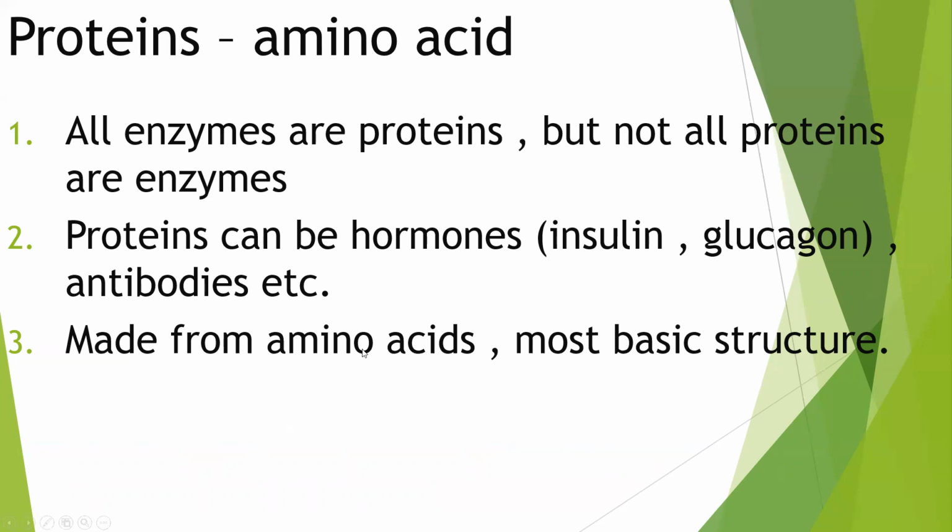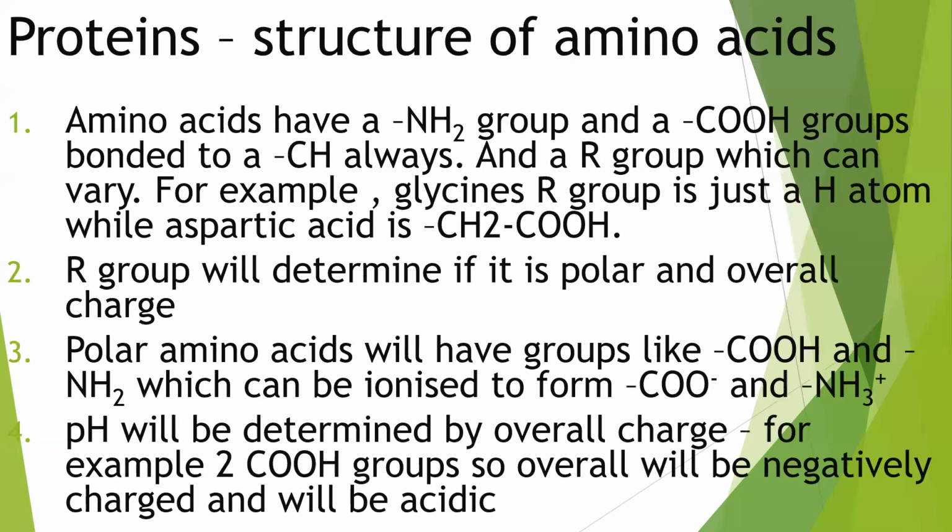Proteins' most basic structure is amino acids. The structure of amino acids is that they have an NH2 group on one end and a COOH group on the other. The middle part is bonded to a hydrogen and an R group. An R group can vary. For example, glycine's R group is just a hydrogen atom, while another amino acid called aspartic acid has a CH2COOH group. R groups will determine if the entire amino acid is polar and also its overall charge.